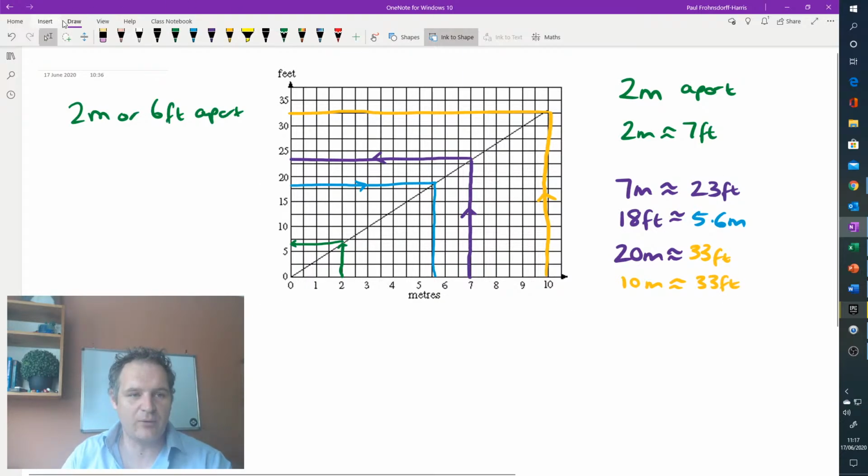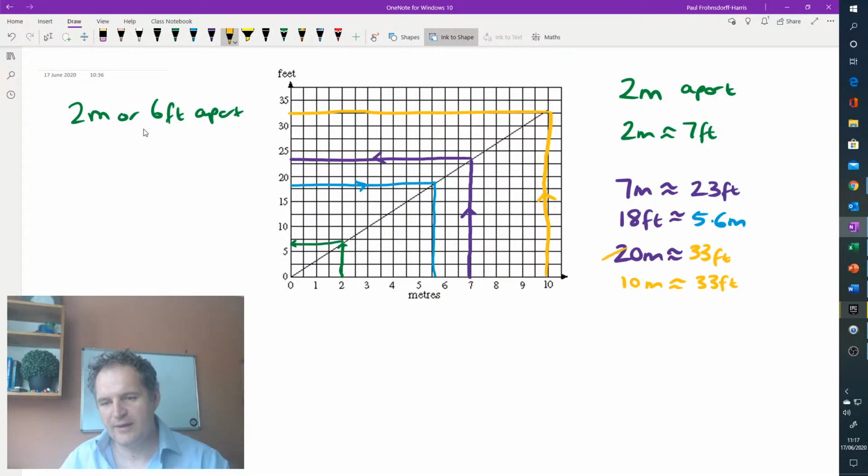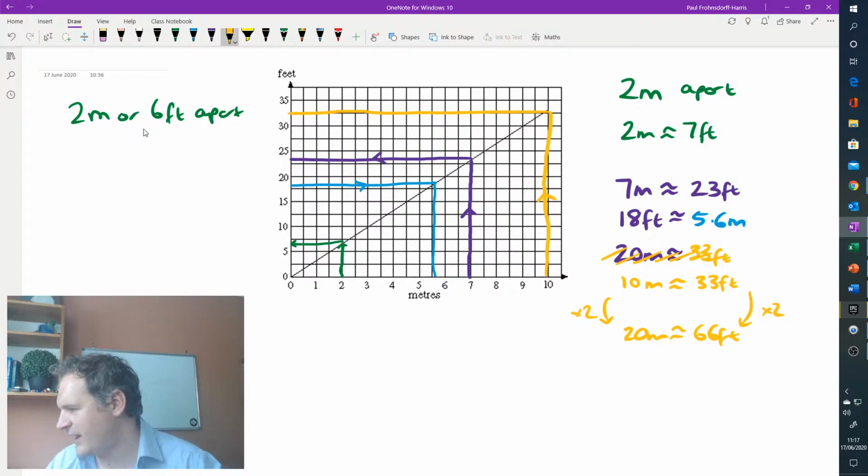Therefore, we rub out, because we want the 20 metres. So when we're trying to do the 20, it's not like that. We have to double our calculations, and we get about 66. Remember, this is an estimation, not exact. Okay, I like your calculations there. Nice to see you, Alvy. Okay, hopefully you're all clear on how this conversion graph goes.